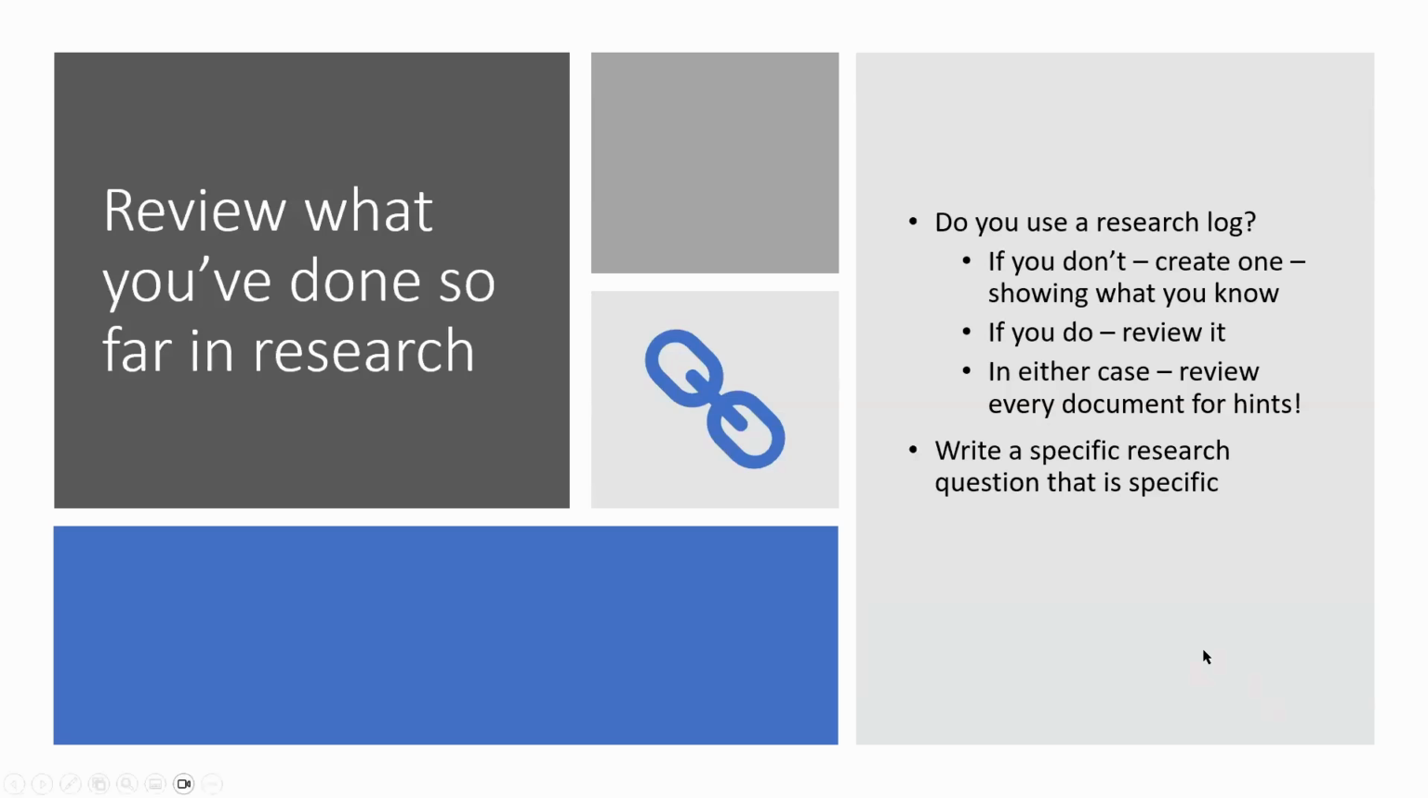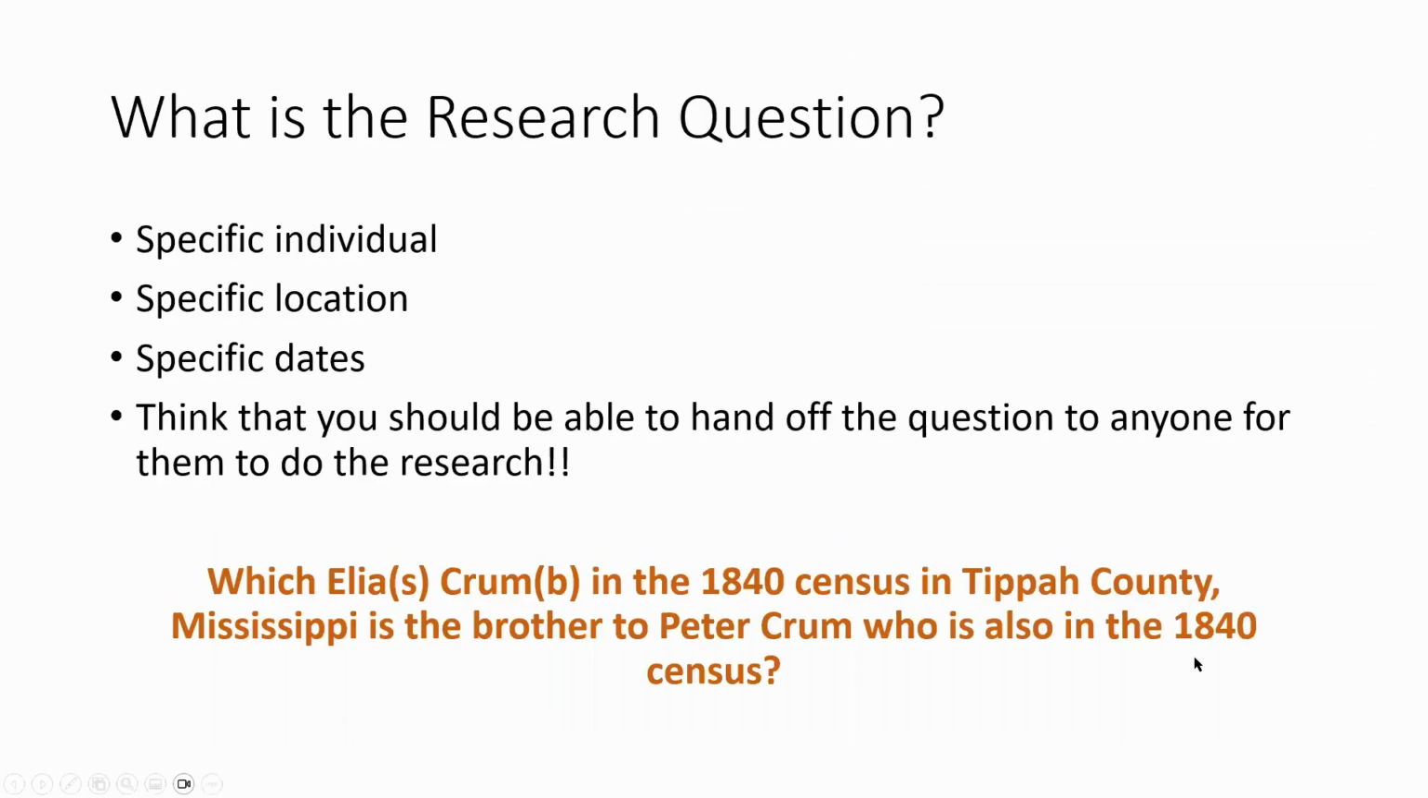And then you want to come up with a specific research question. I always do this because it's beneficial not only to me, but it's also beneficial for me to be able to show somebody else what I'm researching for. In this case, you always want to make sure you're specifying the individual as well as you can, the location that they're living in, and the dates that they are related to. If I do my job well enough writing a research question, I should be able to hand it off to anyone that does genealogy research, and they should be able to go after that question for me. In this case, my question was, which Eliah or Elias Crum in the 1840 census in Tippah County, Mississippi, is the brother to Peter Crum, who is also in the 1840 census?